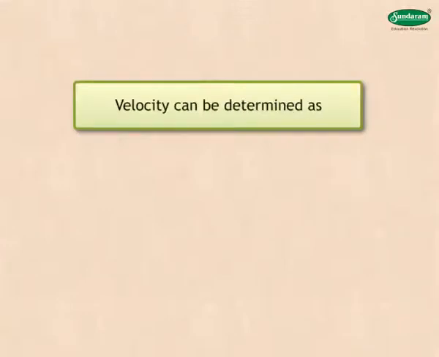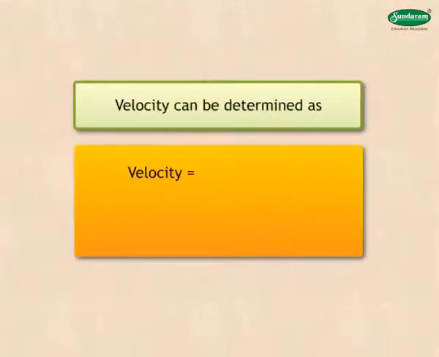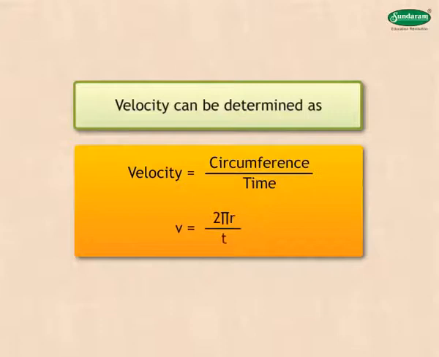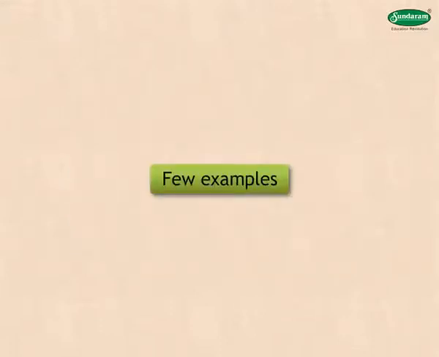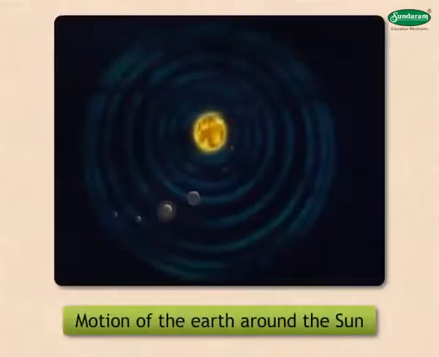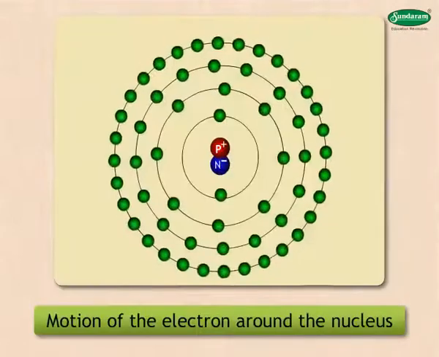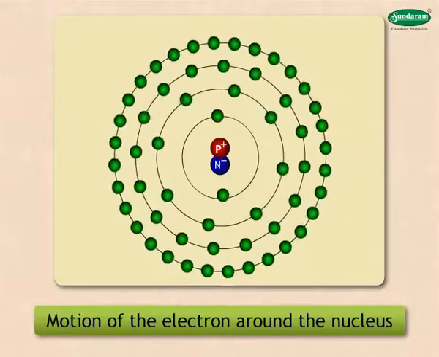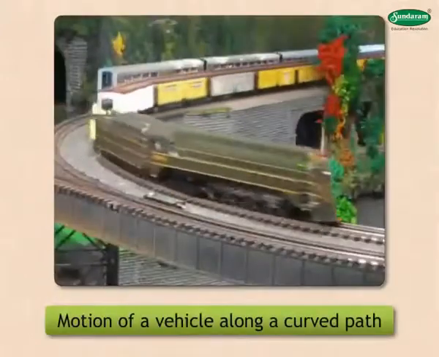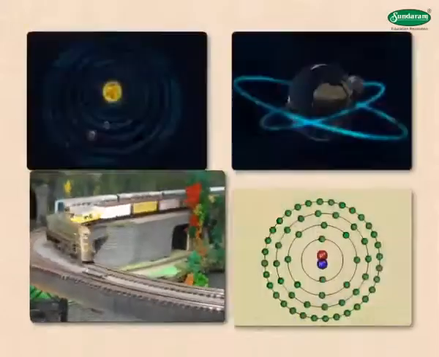Velocity can be determined as velocity is equal to circumference divided by time. Therefore, we have v is equal to 2 multiplied by pi multiplied by r divided by t. Let us see a few examples. Motion of Earth around the Sun. Motion of the Moon around the Earth. Motion of the electron around the nucleus. Motion of a vehicle along a curved path.